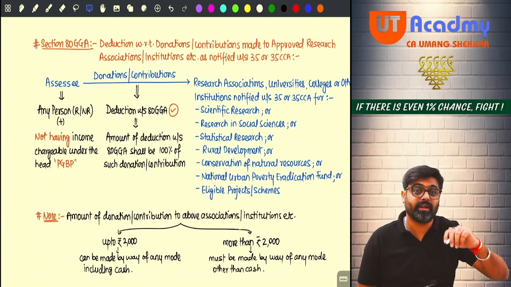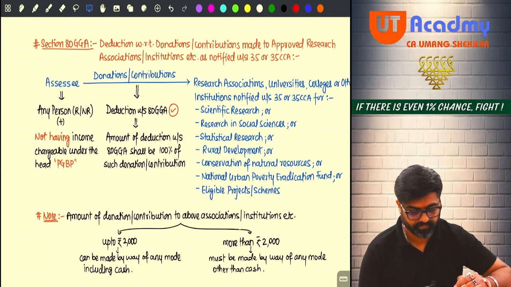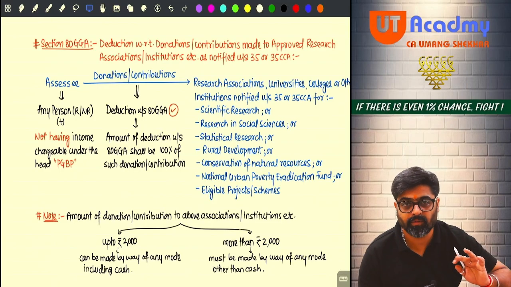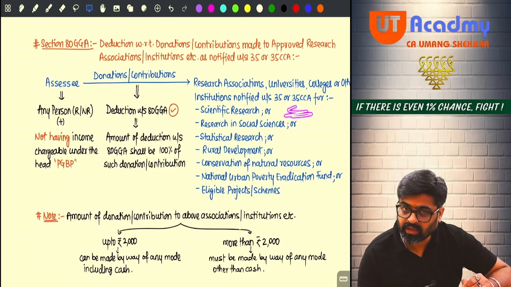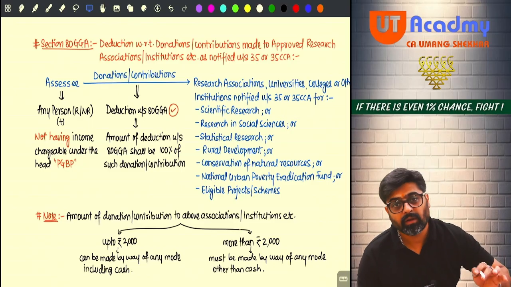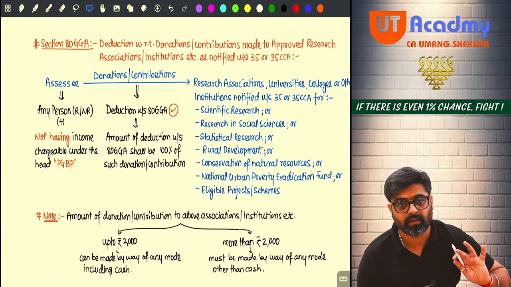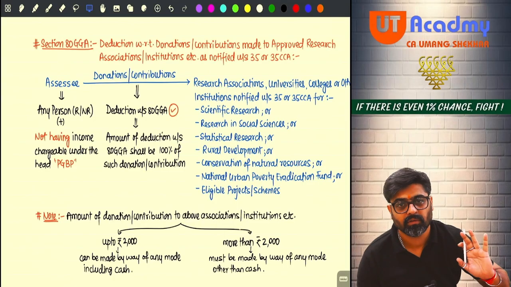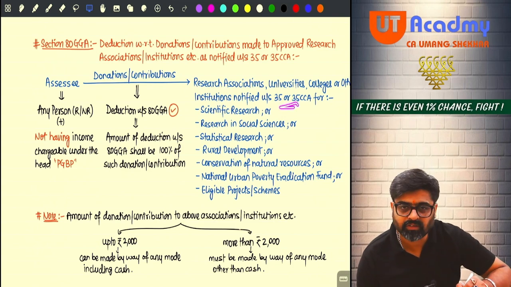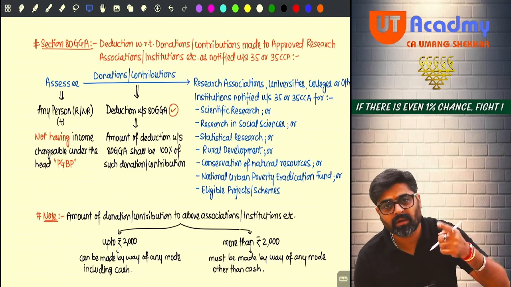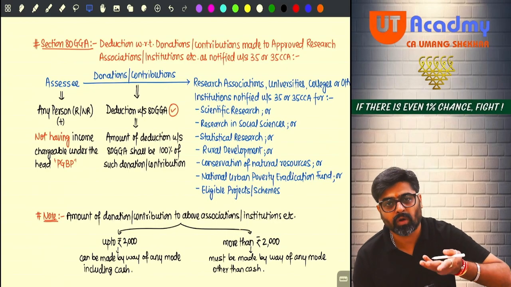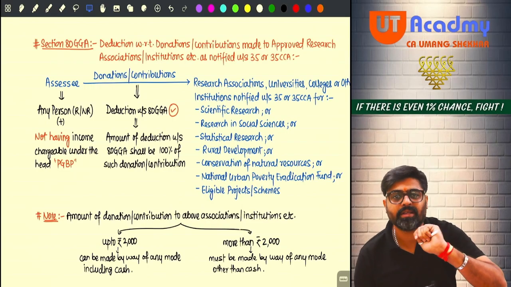Wait. One more deduction is there. 35 CCA. What deduction? Please wait, listen to me very carefully. This deduction is there in the PGBP head. It was there in your syllabus also 2 years back, 3 years back. But it has been eliminated from your syllabus for the last 3-4 years. Getting my point? Now this 35 CCA deduction is there in PGBP but not in your syllabus. So if it is not in your syllabus, hence I have not taught this in PGBP.